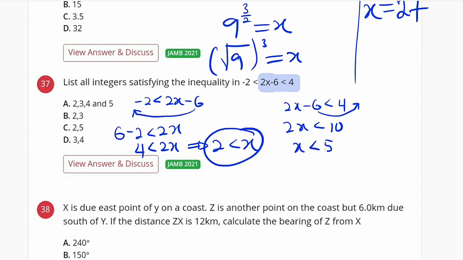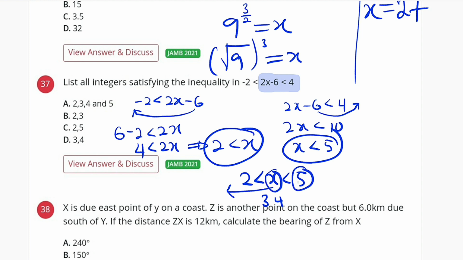So we combine the two inequalities together. We have 2 less than x, also less than 5. But we want to find the numbers that satisfy this inequality. This means that x is greater than 2. Which number is greater than 2? We have 3, we have 4. We don't have to write 5 because x also is less than 5. So 4 is less than 5, so we have to stop here. So the numbers that satisfy this inequality are just 3 and 4, which is option D.